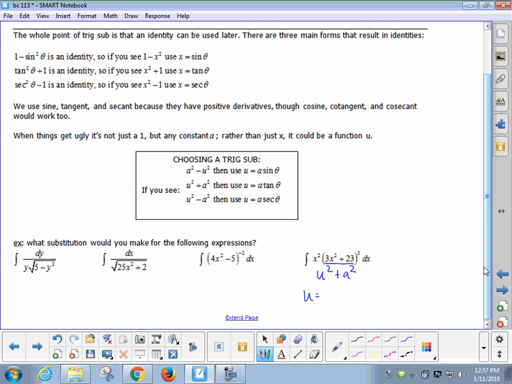What? Okay, if u is a tangent theta, then u is, what's a? Not 23, but root of 23. Okay? Tangent theta. All right? There's a little more to it than that, but we'll talk about that in a second.